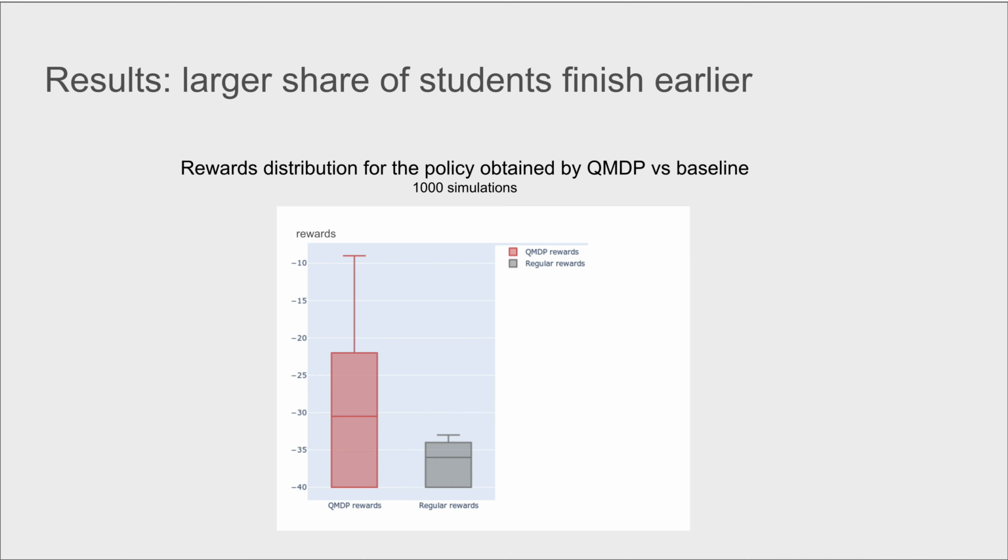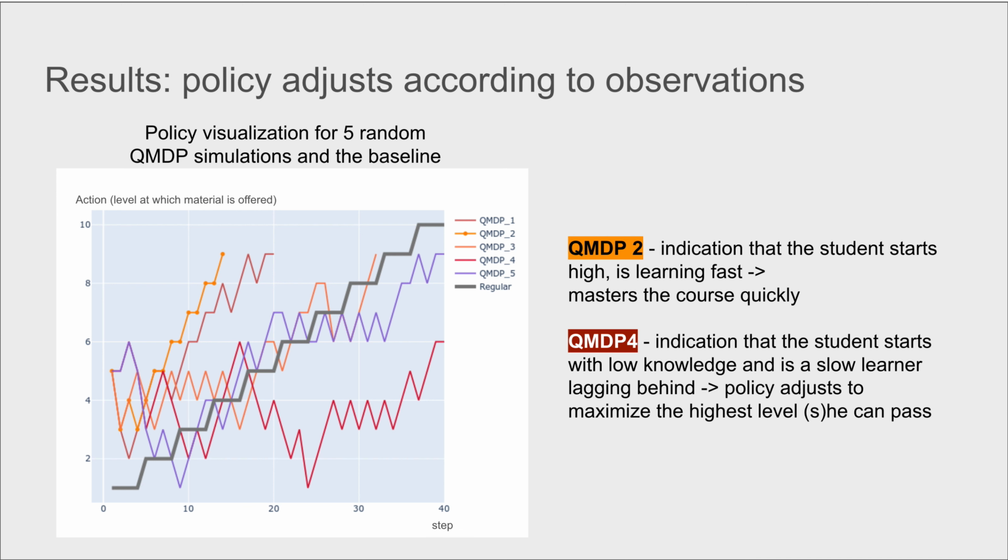And our results show that with our tutor, a larger share of students finish earlier. So the distribution of rewards is better. And we can also visualize how the tutor adjusts policy according to observations of the test results. So you can see that the agent starts around the top of the expected distribution of initial knowledge, which is 5, and then adjusts according to observations. If a student starts high, is learning fast and is lucky in terms of getting the tasks correct, which is going to be 2 in orange, then she might master the course quite quickly.